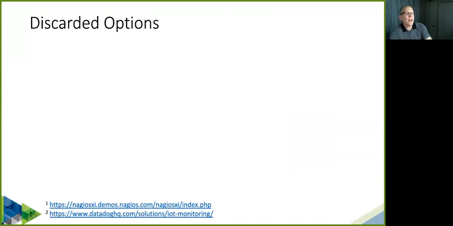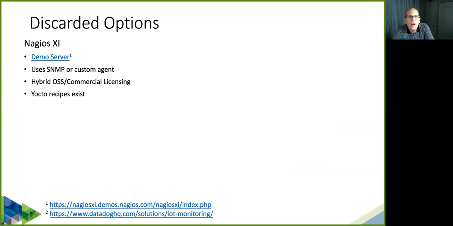Now let's look at a couple of the options that we reviewed and discarded. The primary reason for all of these really is that they're enterprise IT focused, they're fairly large, a lot more complicated than we needed for being able to integrate into our Horizon system. Nagios XI, you see here, they've got a nice online demo server. You can log in and play around, and you'll see that it is a very large system with a lot of configurability and a lot of options.